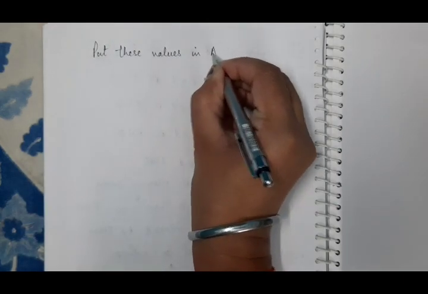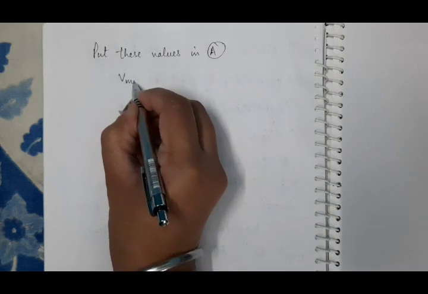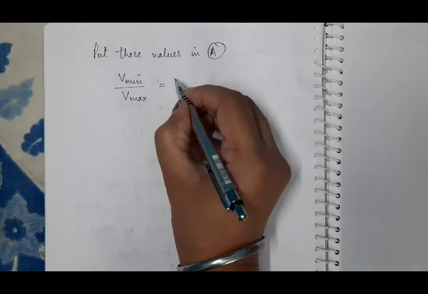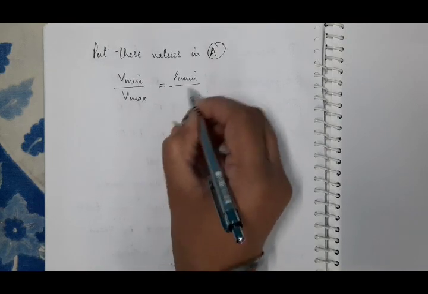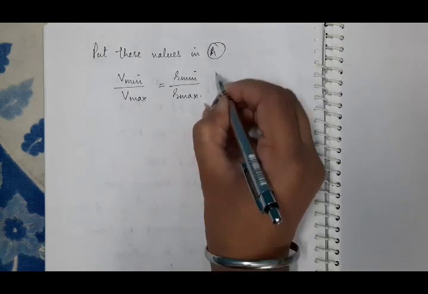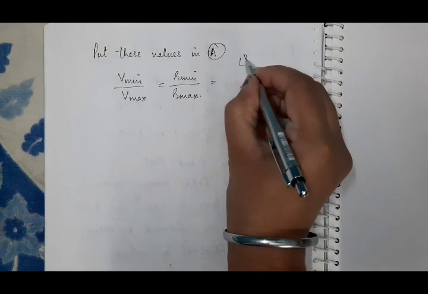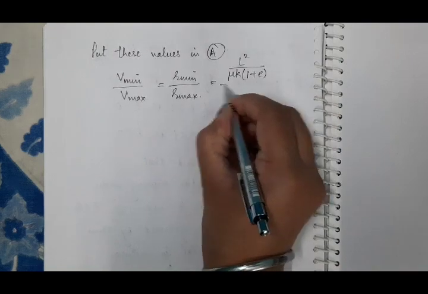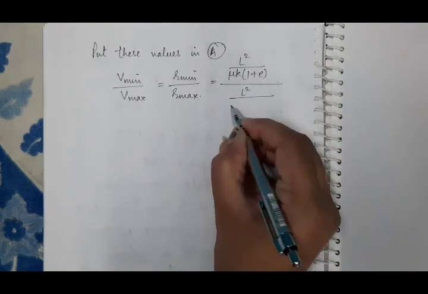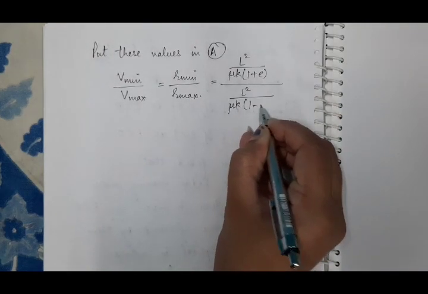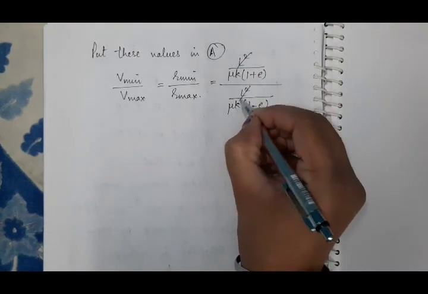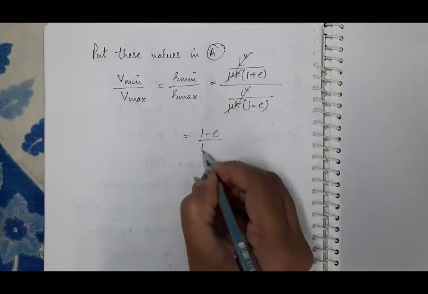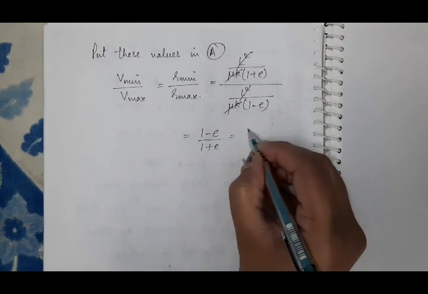Put these values in equation A and we will get the ratio of V minimum to V maximum. It is equal to R minimum upon R maximum. Now put the value of R minimum. It is L square by mu k into 1 plus E upon the value of R max, which is L square by mu k into 1 minus E. So L square will be cancelled out, mu k and mu k will be cancelled out, and you have 1 minus E upon 1 plus E. Now put the value of E here.